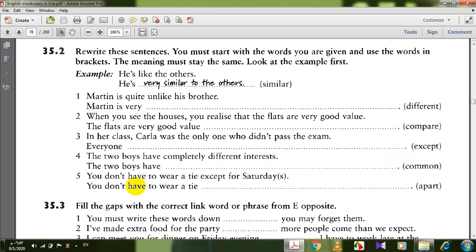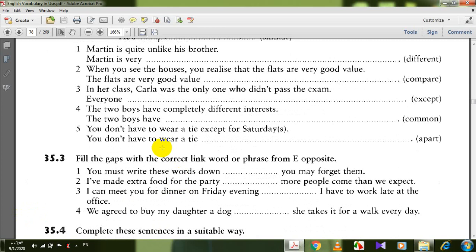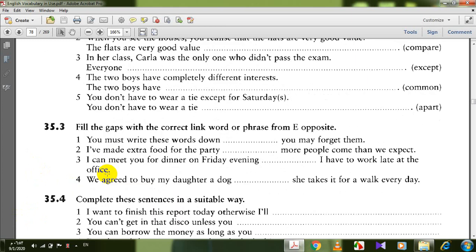Last but not least, you do not have to wear a tie except for Saturdays. You don't have to wear a tie apart from Saturdays. Good. So I think you need to do 35.3 alone. You can do the rest alone.